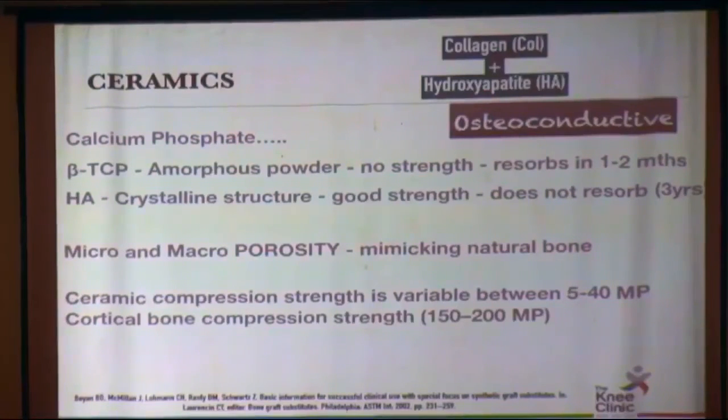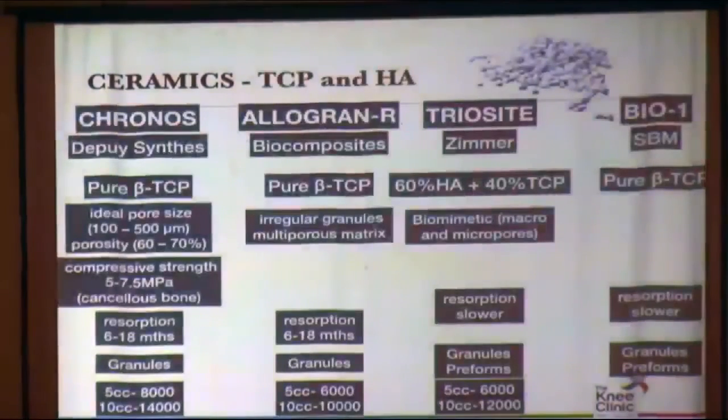150 to 200. So of course there's no match between the natural host bone strength and the bone substitute. Now what are the ceramics available as of now for us to buy? There's Kronos, Allogran R, Triosite and BioOne. So that's DePuy and Zimmer and Biocomposites. SBM is a company from France.